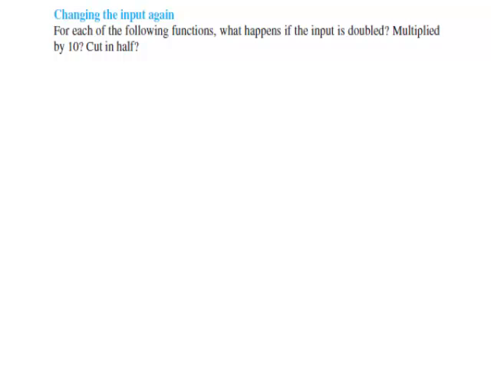For each of the following functions, what happens if the input is doubled, multiplied by 10, or cut in half? There's three parts to this problem. Let's begin first with part A. Part A is the function y equals 1 divided by x to the fourth.